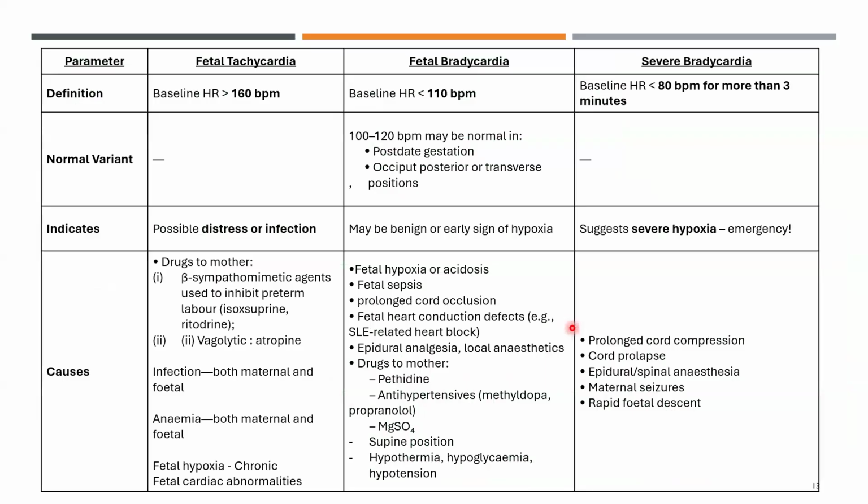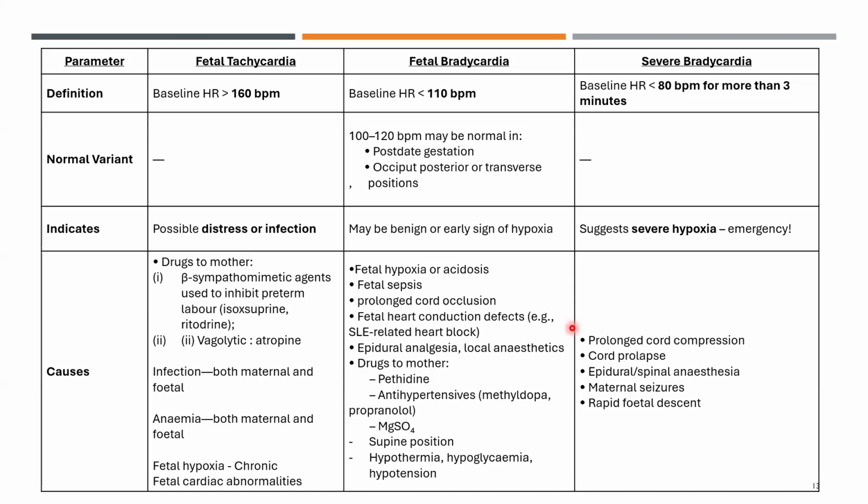This is a table to help understand the different causes. Why are you seeing this different graph? What are the possible causes? We said tachycardia is anything greater than 160 beats per minute. What does it indicate? It normally indicates fetal distress or signs of an infection. It's always important in these cases to also take the maternal temperature. You want to rule out chorioamnionitis. So the temperature is very important.